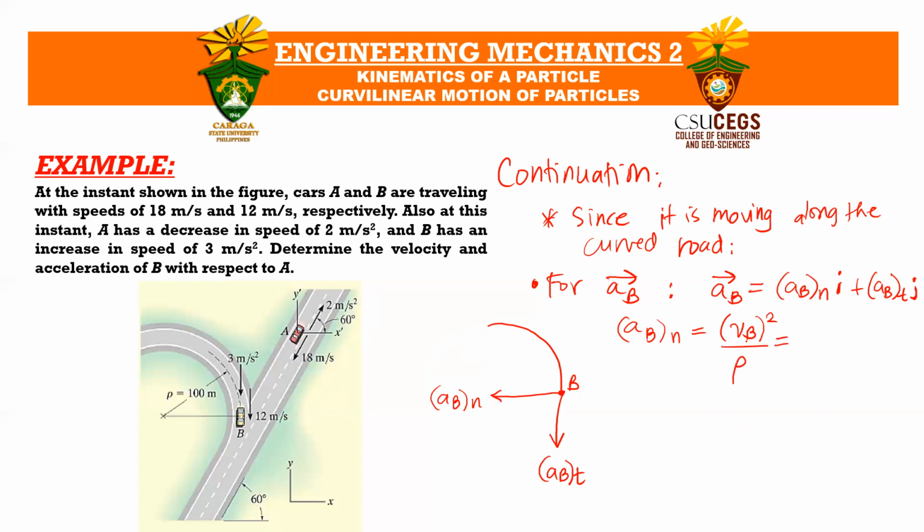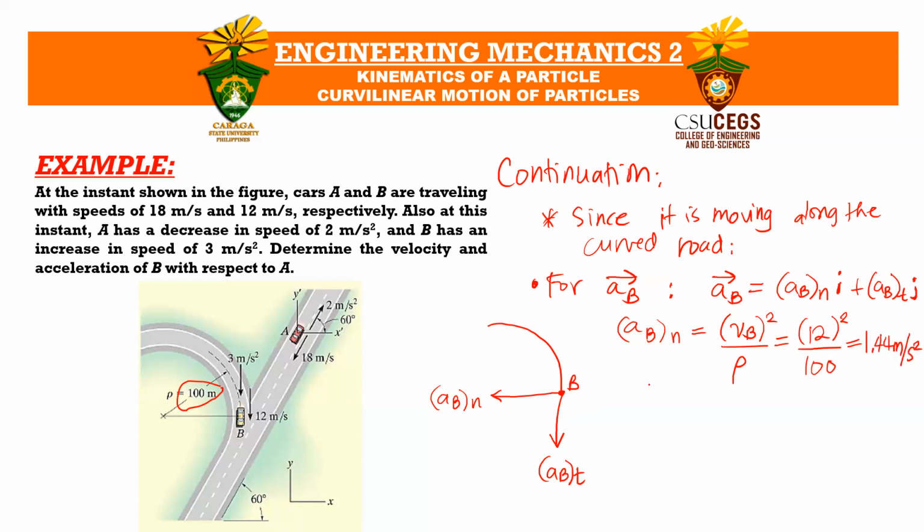So the velocity of car B is equal to 12 meters per second, and that is squared. The radius of curvature given in our problem is equal to 100 meters. So the normal component would be equal to 1.44 meters per second squared.